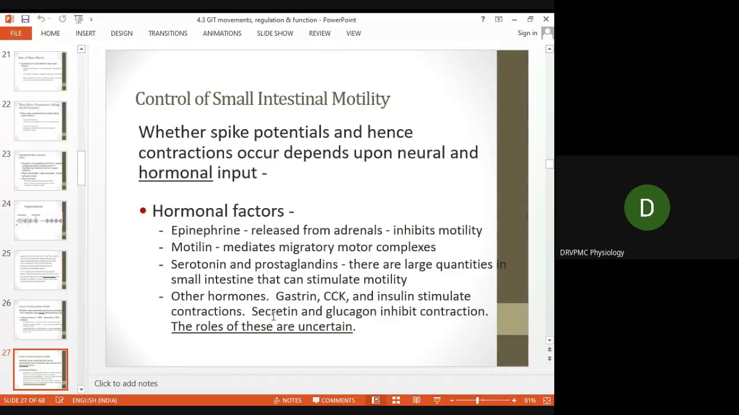Now, this is a very, very important part about small intestinal motility, the hormonal factors. You can get different MCQs asking which hormones favor small intestinal motility, and the options can be gastrin, cholecystokinin, insulin, then pancreatic hormone or another. So you should be able to pick out the correct answers.